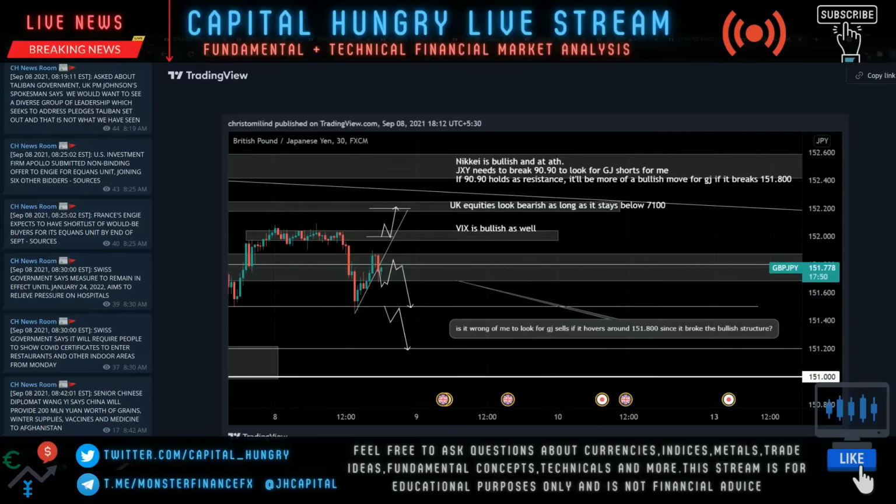No, yes, but this is wrong. I don't really want to look for sells at 0.800. I want to look for buys above 0.800. I think it's better if you look for buys above here and also buys above 152. Only sells below 0.500, all right? Nice analysis. I like that.